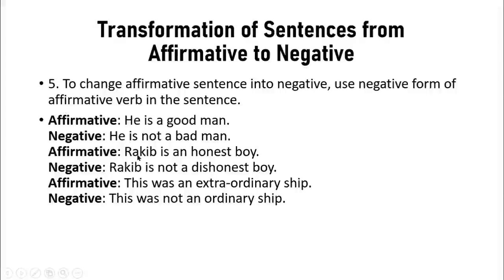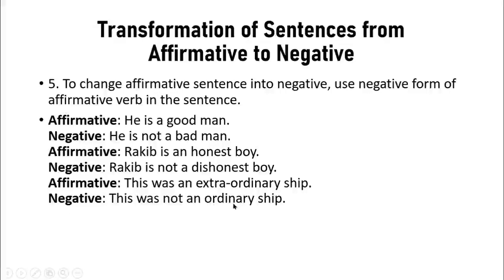Okay. Rakib is an honest boy. Rakib is not a dishonest boy. This was an extraordinary ship. This was not an ordinary ship. So, dear boys, to change the sentence from negative to affirmative, just reverse the rule. Okay? For example, here we have this was not an ordinary ship.